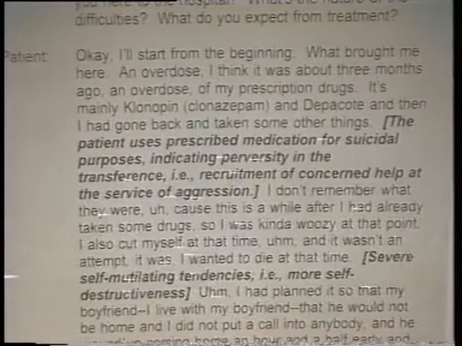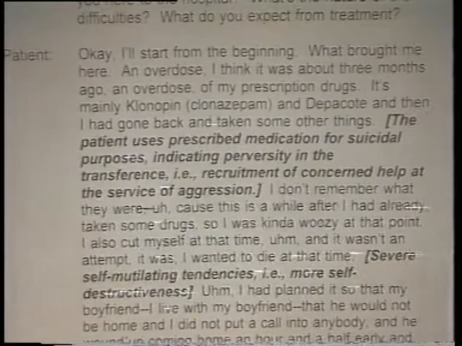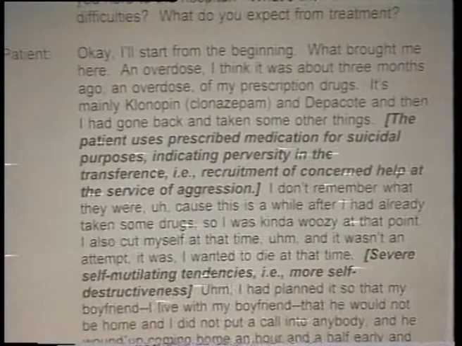Okay. Now, oh, I'm sorry, you don't know what that is. Depakote is valproic acid. It's an anticonvulsant, right? It's used for bipolar disorder.